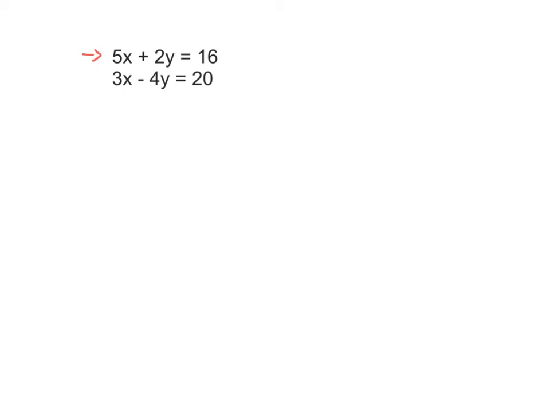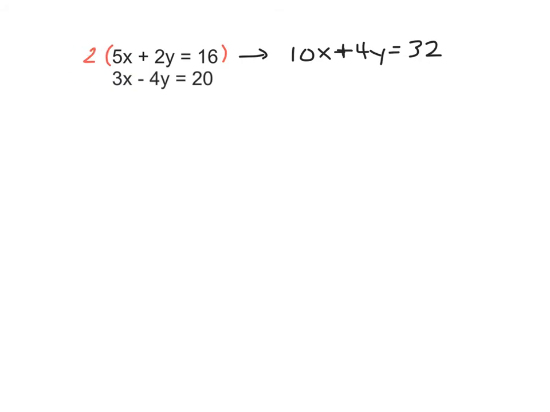If I take this entire equation and multiply that entire equation by 2, let's see what would happen. So, I'm going to multiply this whole equation by 2. When I do that, I get 10x plus 4y equals 32.